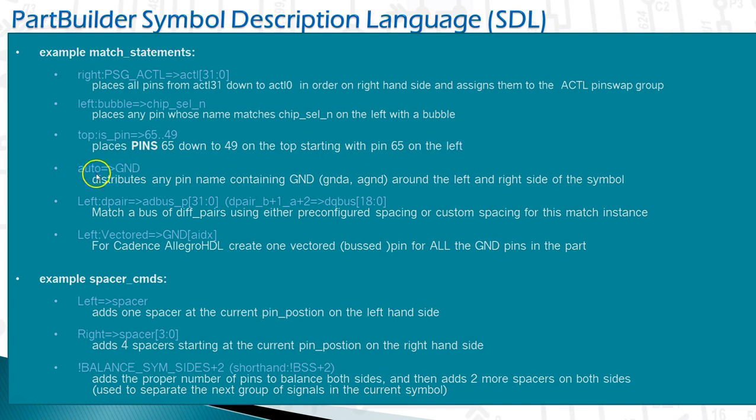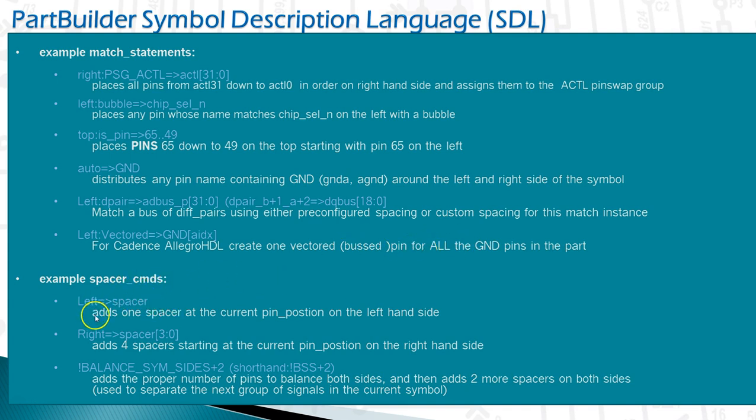Auto equals ground, or both equals ground, distributes any pin name containing ground, ground A, ground, around the left and right side of the symbol. Left colon D pair AD bus P31 to 0 matches a bus of diff pairs using either a pre-configured spacing or custom spacing for this match instance. Left vectored ground ADX: for Cadence Allegro HDL, we can create one bus pin for all the ground pins in the part. Some example spacer commands.